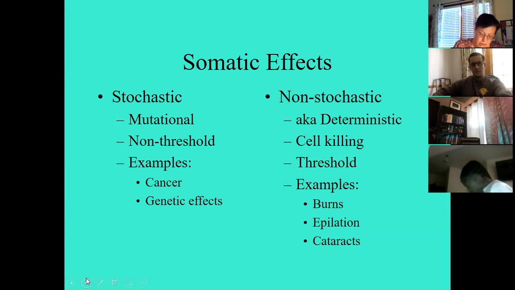I was looking for the specific page numbers. I think it begins on page 160, at the very first of chapter 9. So if we have stochastic effects, when we think about them relative to somatic effects, the main stochastic effect that we're looking at is cancer. Stochastic effects are based on mutations. These effects are non-threshold, meaning even an individual single photon could potentially cause the effect.